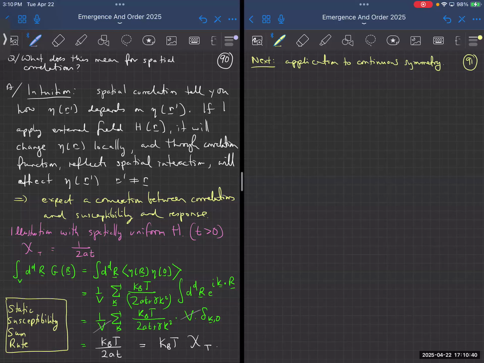Excuse me. So what we've done, it's been a bit of a slog. What we've done is we've learned how to compute correlations directly from our coarse grain description. Now I want to start looking at what happens when we have a system with a continuous symmetry, and we're going to be looking at the O(N) model.